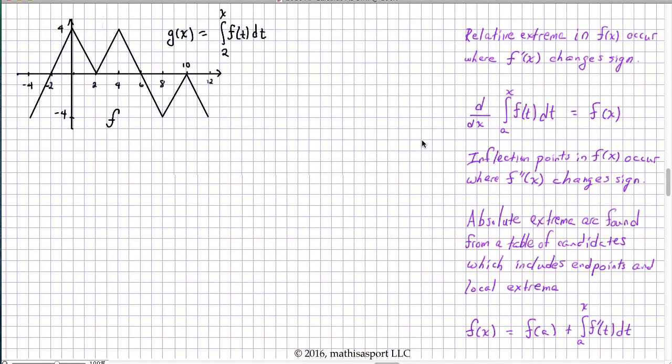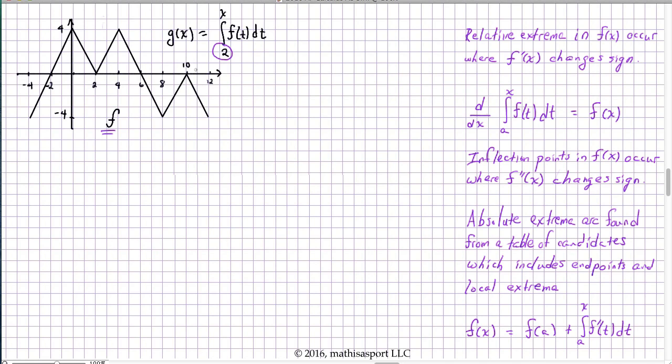The most significant thing to understand in this free response question is the relationship between the graph that's given and the questions that are being asked. Namely, this is a graph of f, not a graph of g. G is defined as the signed area underneath this graph starting at 2.